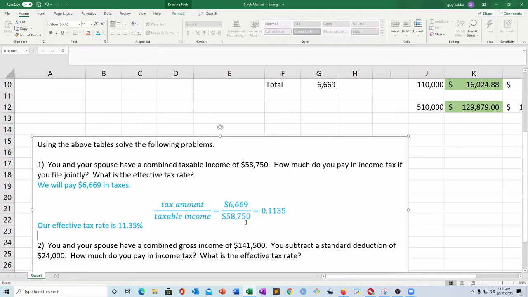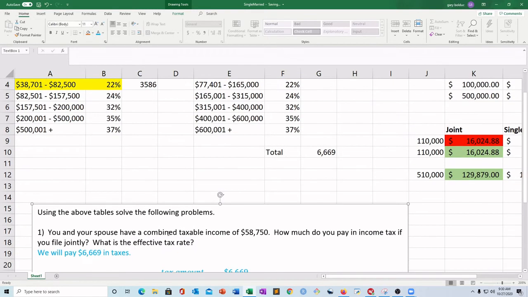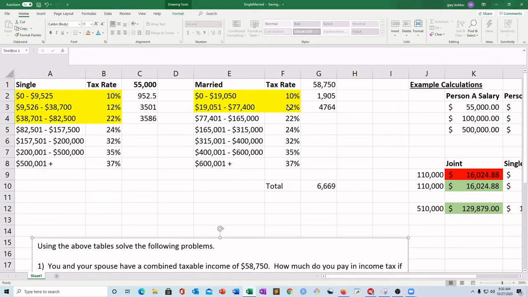Okay, so we pay 11.35% of our income in taxes. If you check this out here, that should kind of make sense. You're not going to pay less than 10, because you had to pay some at 12. You're not going to pay 12, because you had to pay some of your money at 10. We're going to be somewhere in the middle of these two, and 11.35 is in between these. So that should make sense. Your effective tax rate should make sense based on the tax rates that were applied to you.